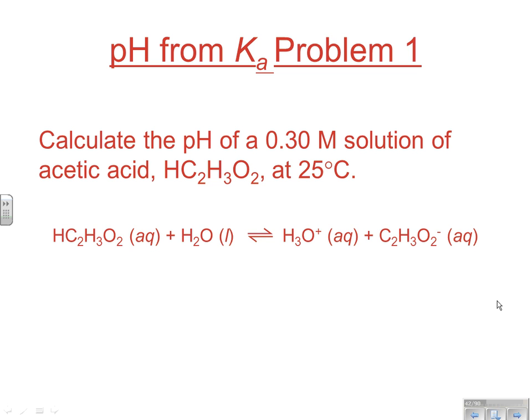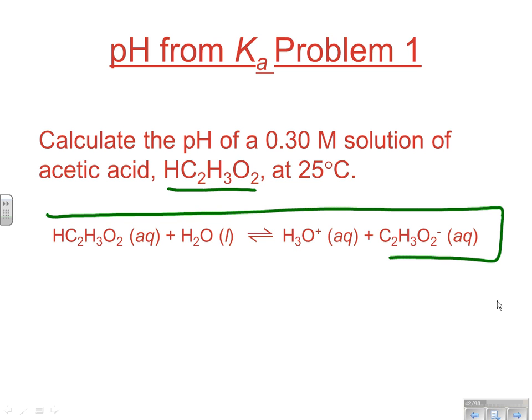In this particular problem, it says calculate the pH of a 0.30 molar solution of acetic acid, and they give us the formula for acetic acid from which I can write the general acid reaction. Remember, you need to be able to take this and write this every single time. That's the starting point for every problem. Sometimes it's given, sometimes it's not. You need to be able to do it.